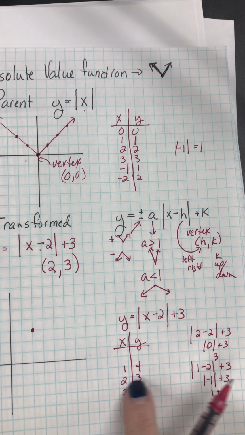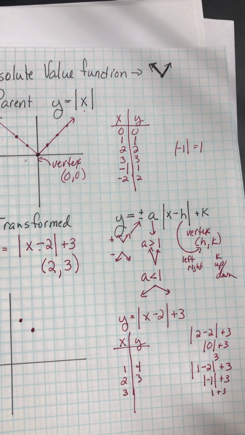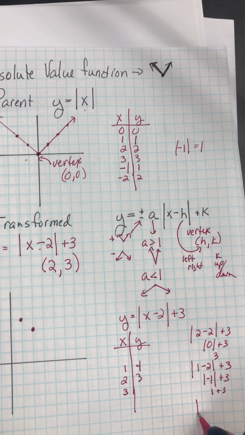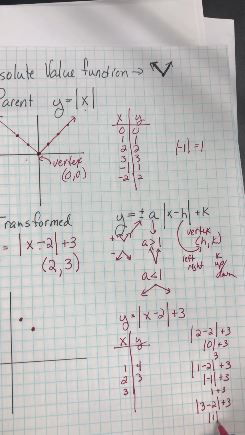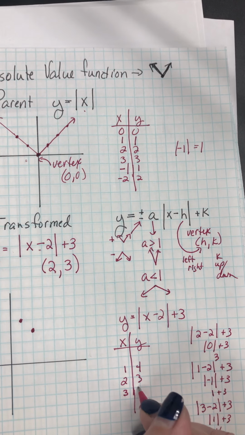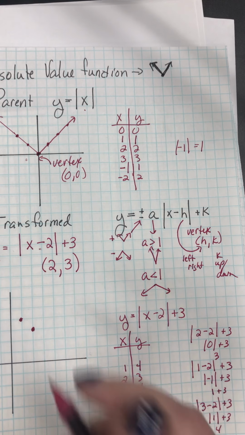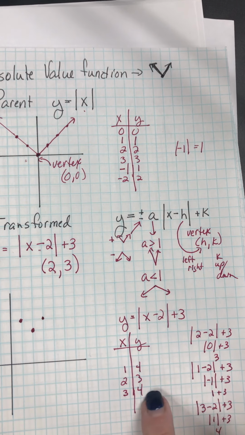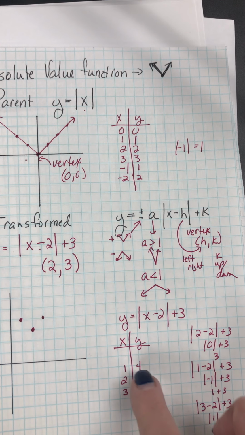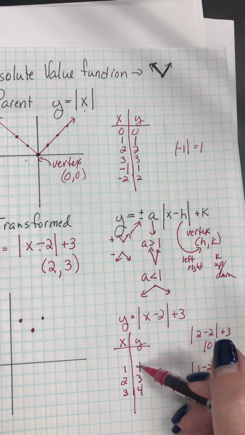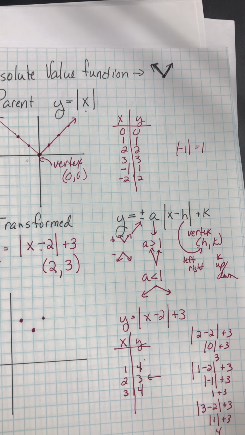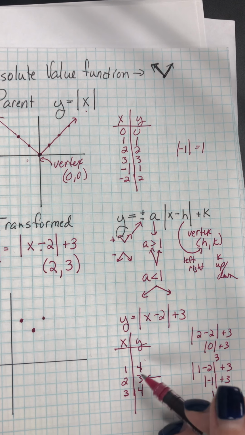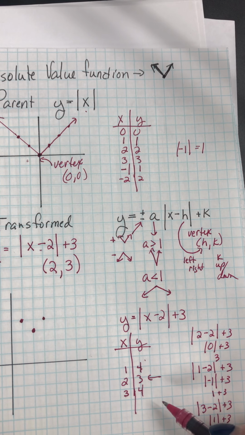Now I'm going to go on the other side of my vertex, and I'm going to plug in a 3. The absolute value of 3 minus 2 plus 3, which is the absolute value of 1 plus 3, which is still 4. This is a good check. As you are moving, you should see a pattern where this is symmetrical. What you're doing on one side of the middle should be the same on either side. Please don't take a shortcut until you're very, very good at this, because this is a double check that you are doing it right.